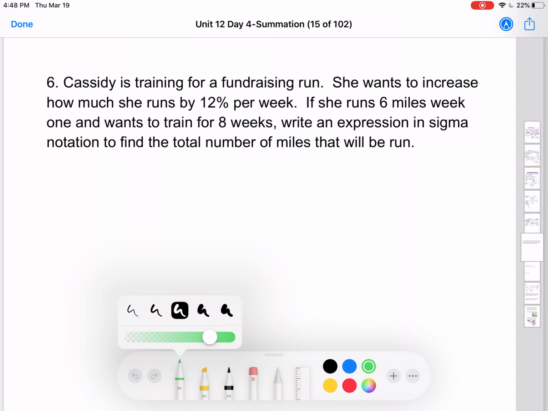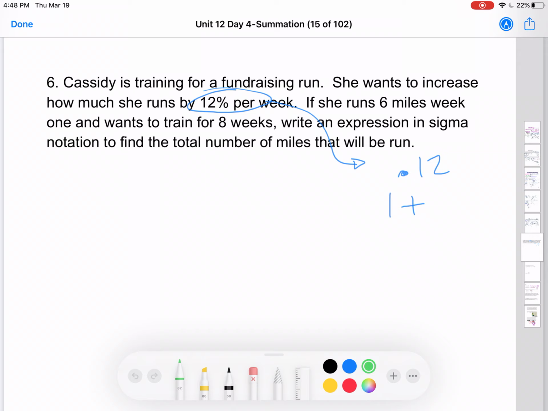Okay, just 2 more. Another application. So Cassidy is training for a fundraising run. She wants to increase how much she runs by 12% per week. So again, we know this is exponential. We know it's geometric. So turn it into a decimal. We know we need to do 1 plus the rate to get that common ratio. So 1.12 is going to be my common ratio.